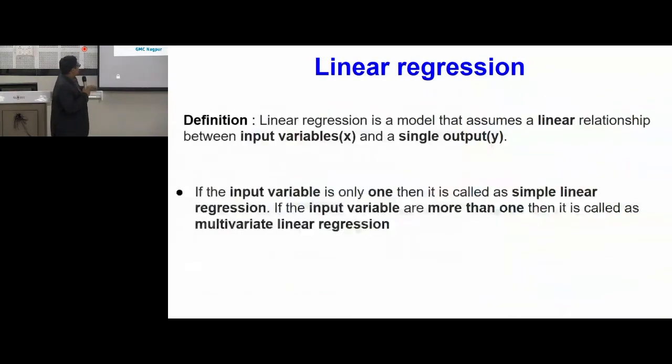So I have defined what is linear regression. Linear regression assumes a linear relationship between the dependent and the independent variable. If the input variable is only one, then it is called simple linear regression. If it has more than one input, then it is called multivariate linear regression.